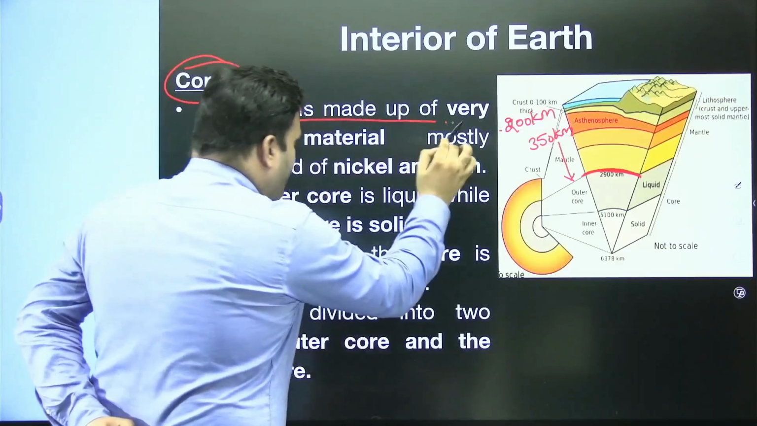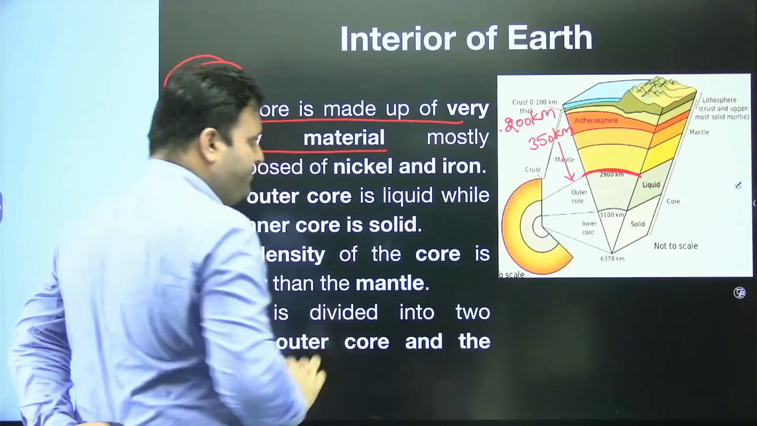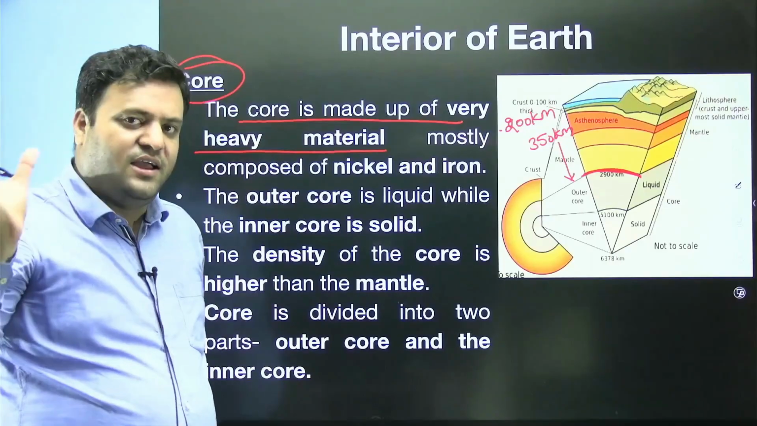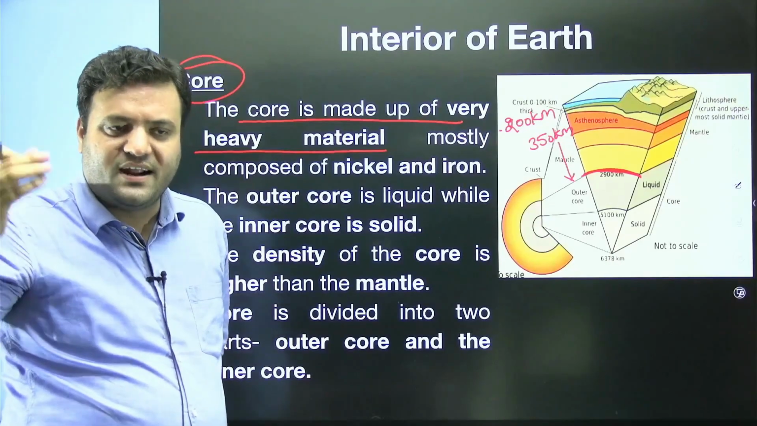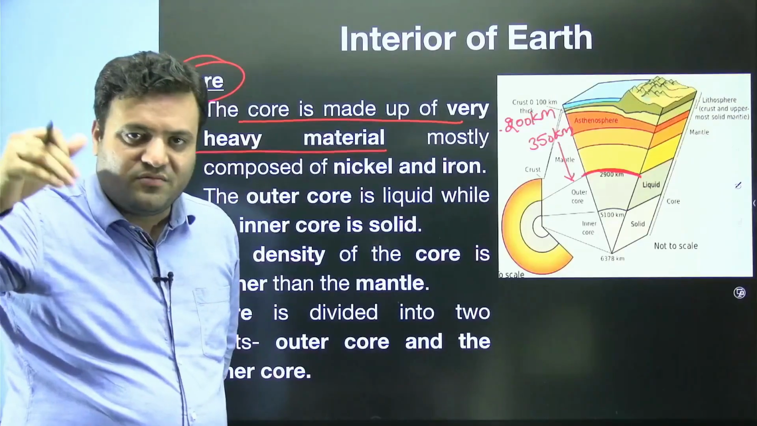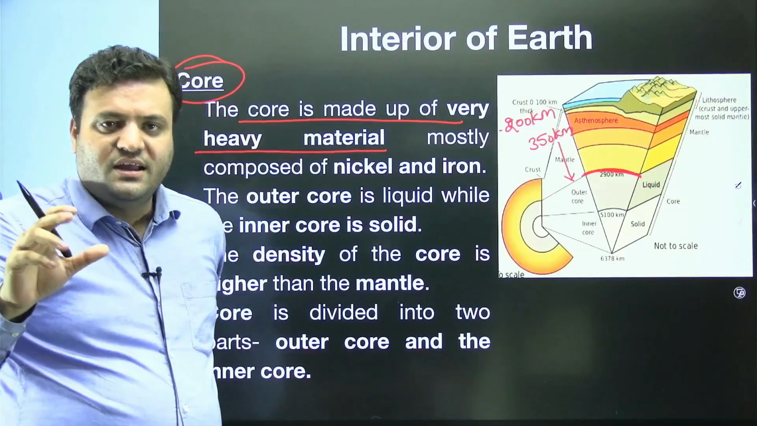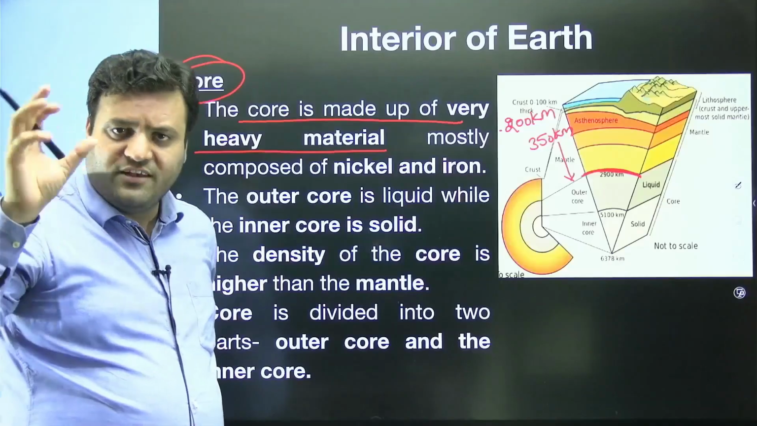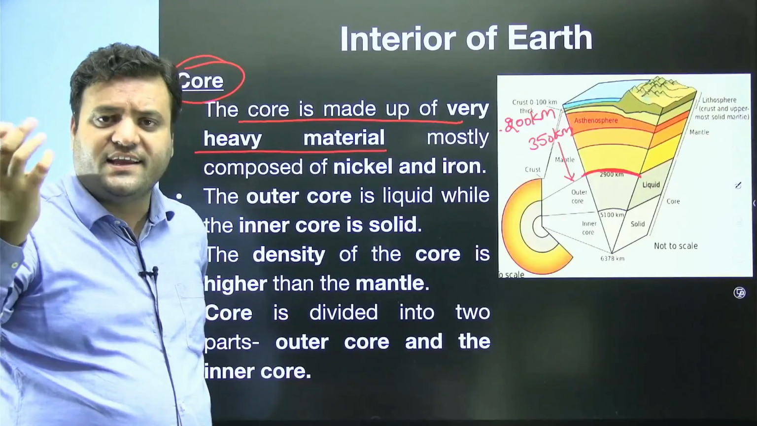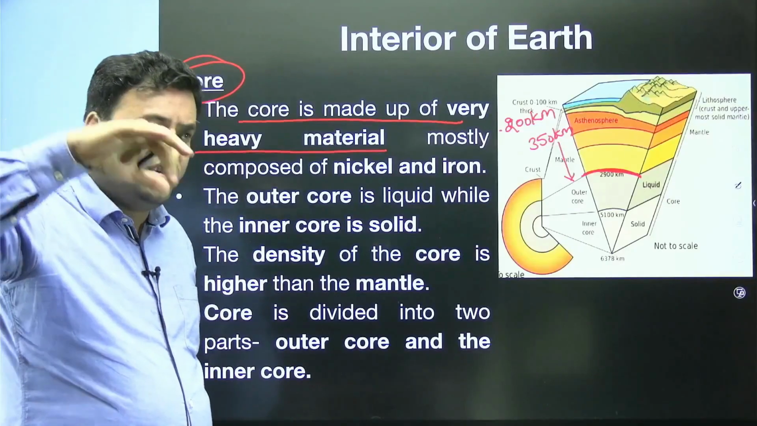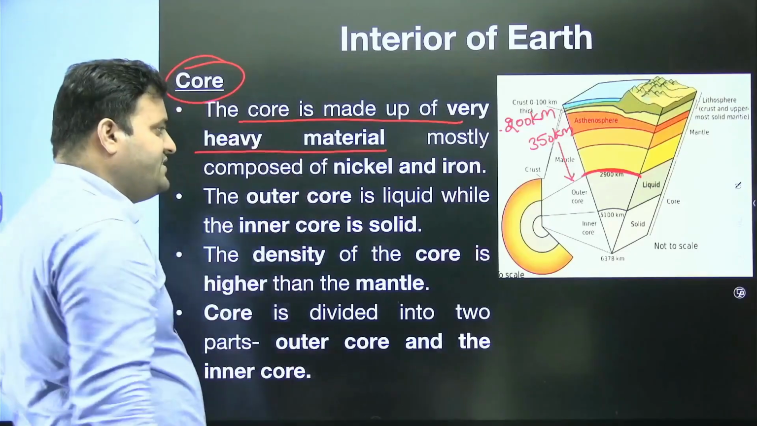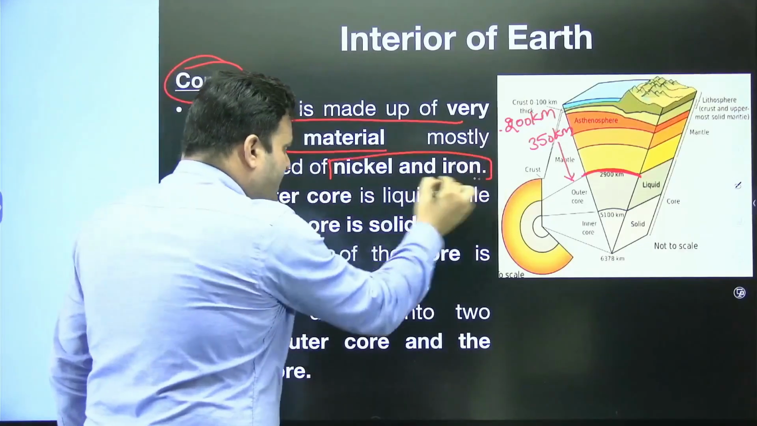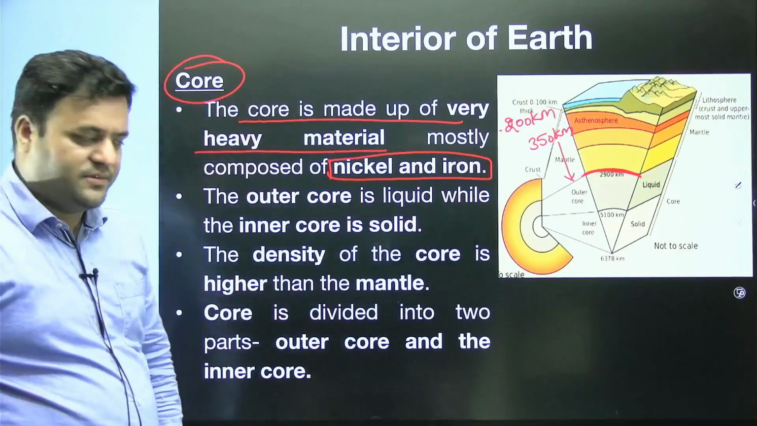Core is made up of heavy material. Nebula, I hope you remember. Disk, I hope you remember that the central parts were contracting, and the disk was rotating, Earth is also rotating. So as per that aspect, we can say that the central part will have a denser material, and here we have a denser material in the core, and the core is comprised of nickel and iron.